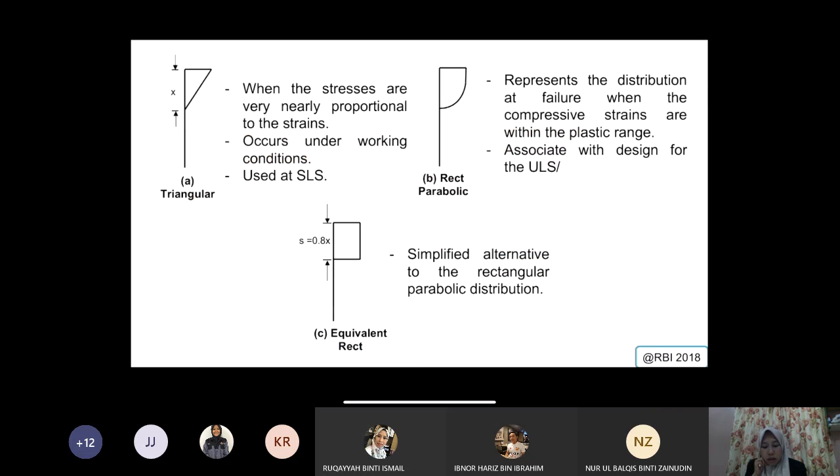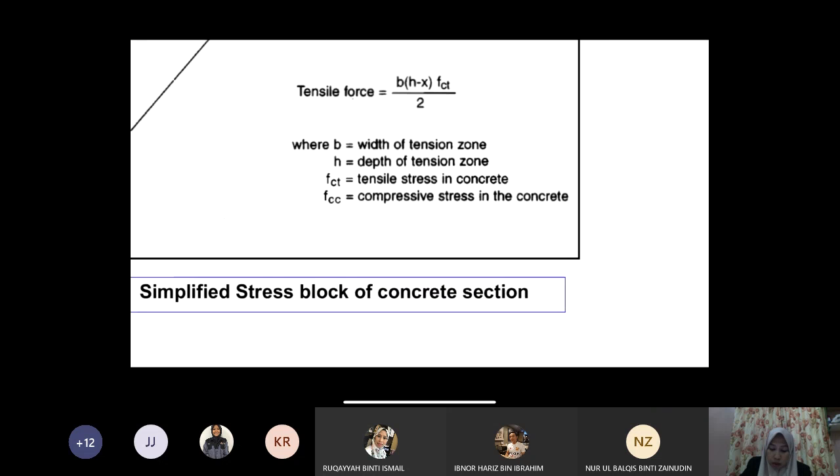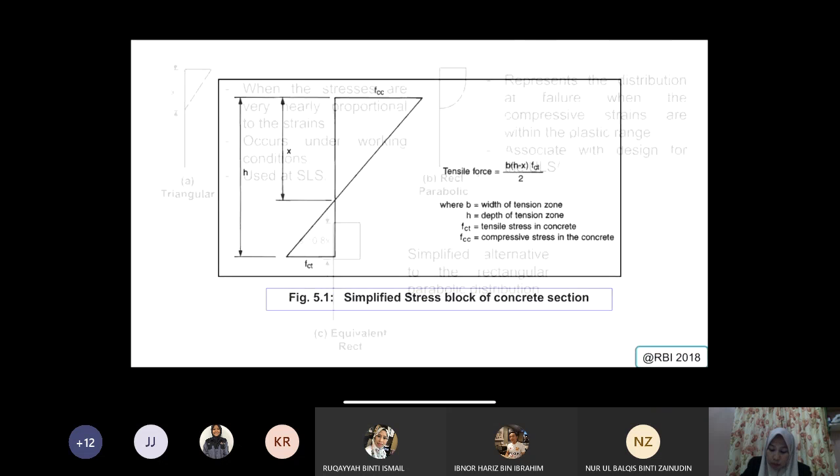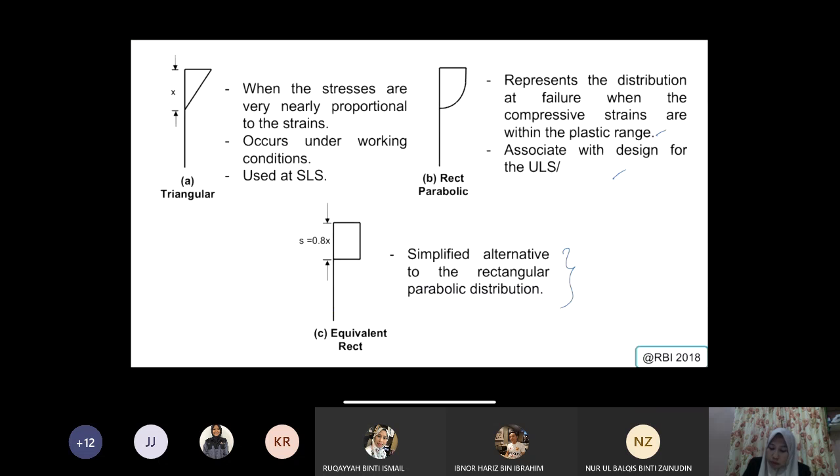Here is an explanation of the triangular stress block, when the stresses are very nearly proportional under standard working conditions. Then the rectangular-parabolic stress block, within a plastic way associated with the design. Normally we consider these two. This one is the simplified version of the rectangular-parabolic, and then we end up with a rectangle.